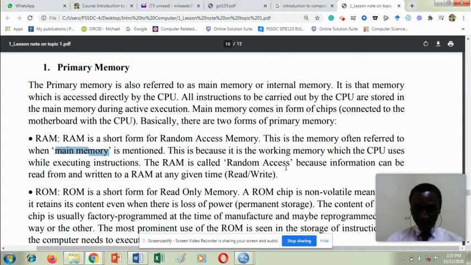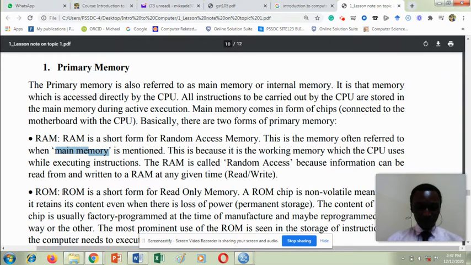It's called random access because information can be read from and written to. Why do we call it random? It is because information can be read from and written to at any given time. We normally denote it with read slash write.